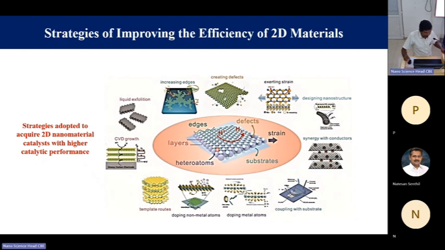Porous structure. The sponge has a lot of pores. In the same way, the defects. When you are creating defects in the materials, that can be applicable for so many applications. And again, by exerting strain you can induce different properties. The graphene, carbon nanotube. I have explained about the carbon nanotube.